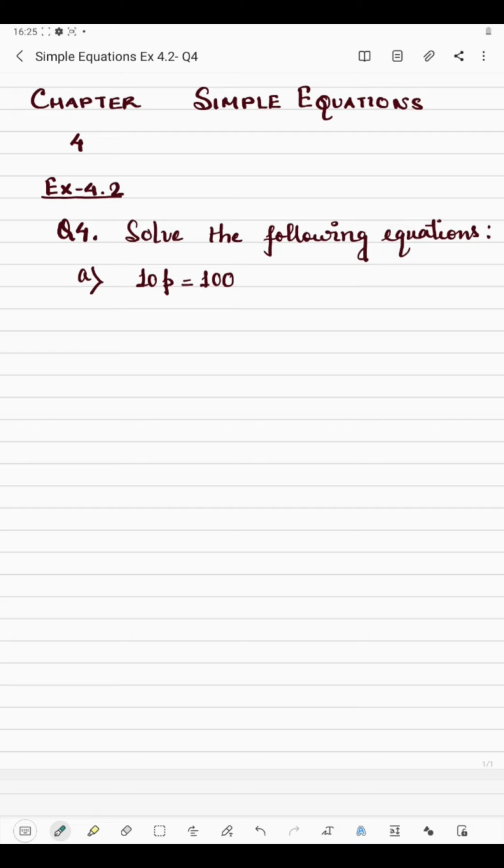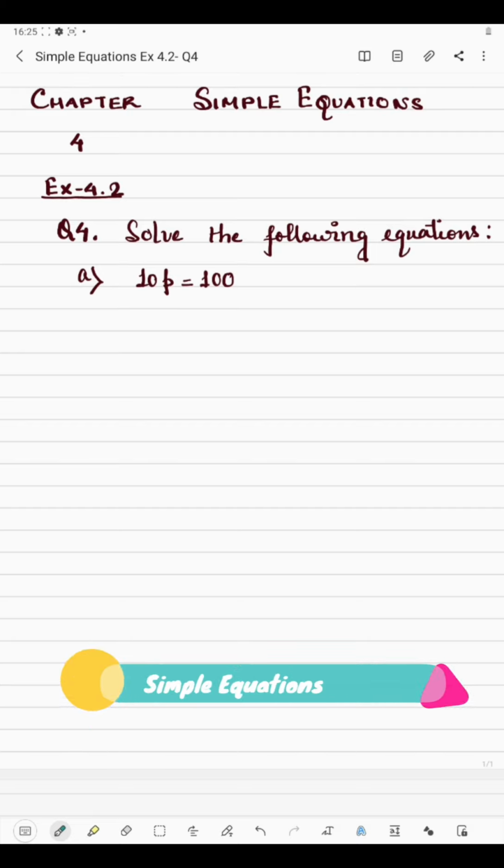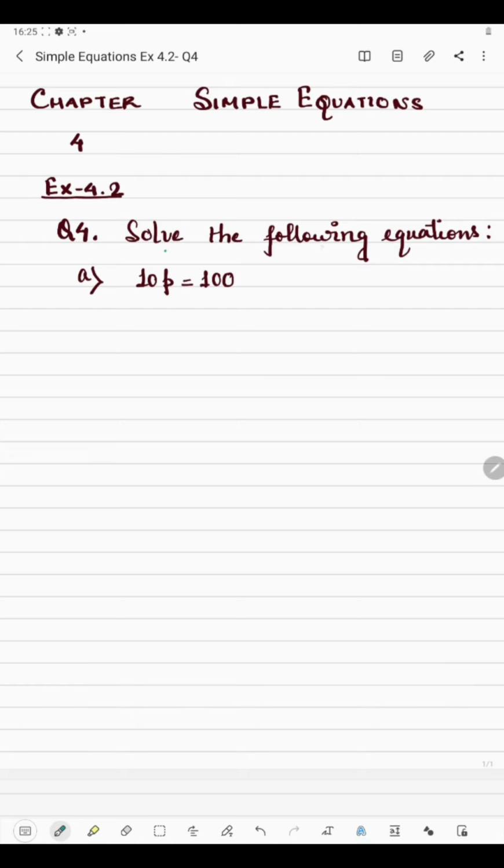Hello students, now I am going to start question number 4 of exercise 4.2. Question number 4 says solve the following equations. Here we have 10p is equal to 100. We have to solve and find the value of p. Now see here, 10 is multiplied by p.